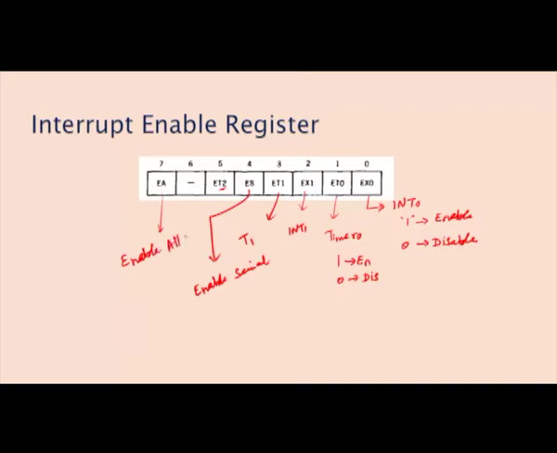Enable all. Okay. So, when it is 1 means all interrupts are enabled. When it is 0 means no interrupt. This is the overall control. If you are giving 0 here, the remaining interrupts are 1 or 0 means there is no meaning for that, because the overall interrupt is disabled. So, at the time it will not accept any kind of interrupts.